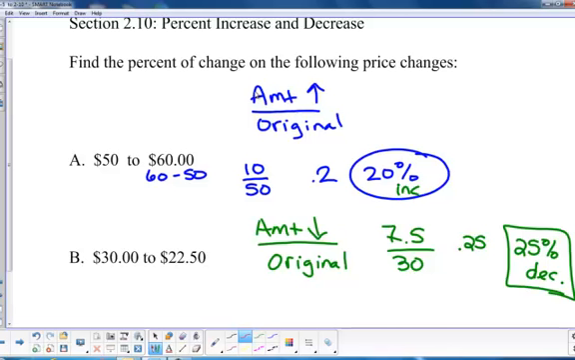Basically, if you want to check and see if you did this right, if you do $30 times 0.25, you should get the amount that you need to subtract. And you get 7.5. So that's right, because we lost $7.50.